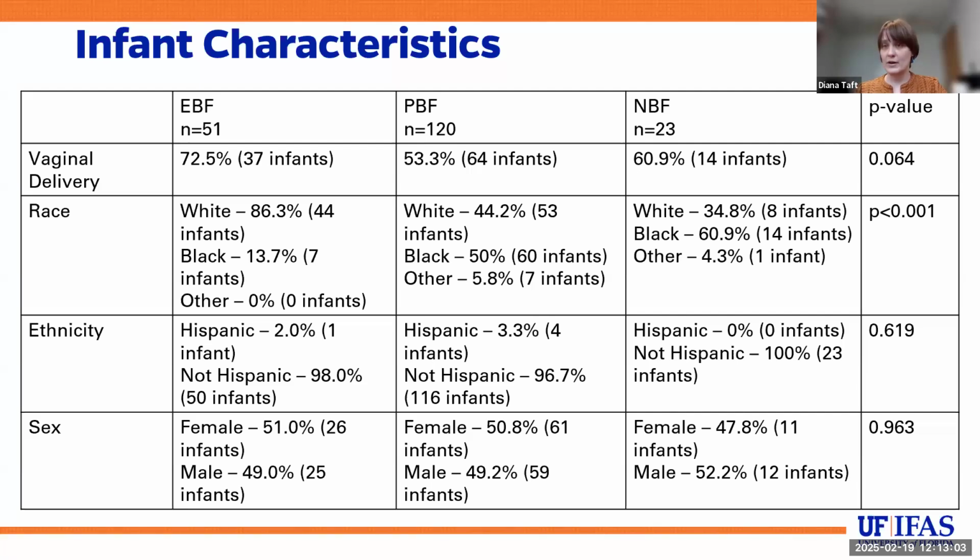Cincinnati is a very diverse cohort, so we had a lot of people who were African American, but as is consistent in the literature, people who are African American tend to have lower breastfeeding rates. It's Cincinnati, so we don't have a lot of people who are Hispanic, but the sex balance between the infants was pretty close to the expected 50-50.